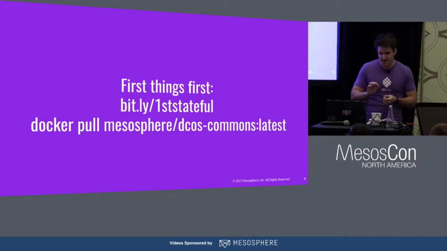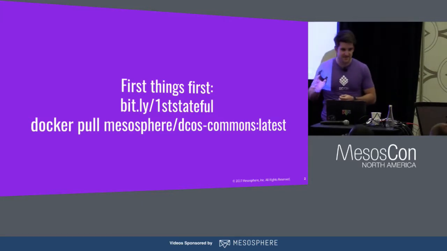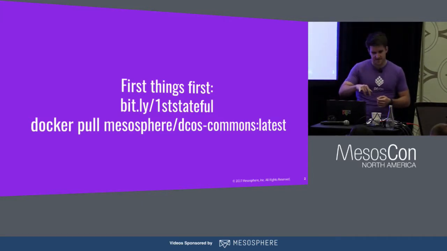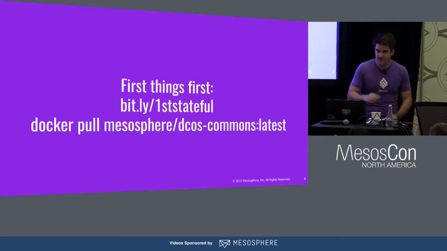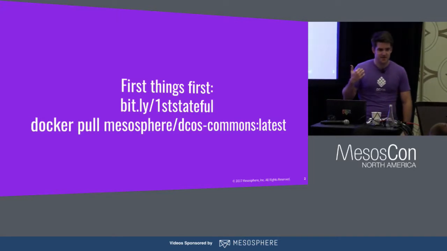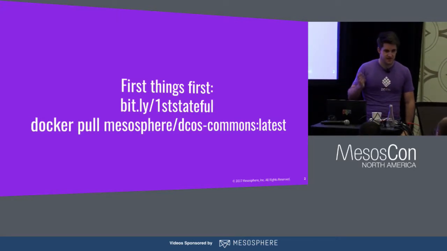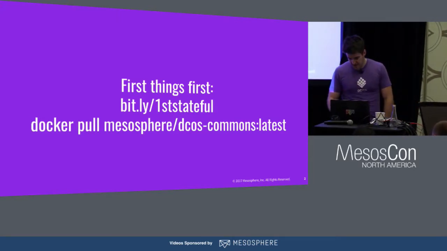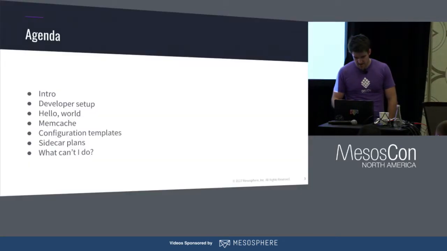You basically want to do the Docker pull, mesosphere/dcos-commons:latest. That's also in the bit.ly page, and you can just copy and paste. It's just because our Docker image is a little bit big. But this is actually the image that all of our engineers and our CI system use for working with the SDK. All right, so everybody on board, bit.ly, first-stateful, Docker, good, great.